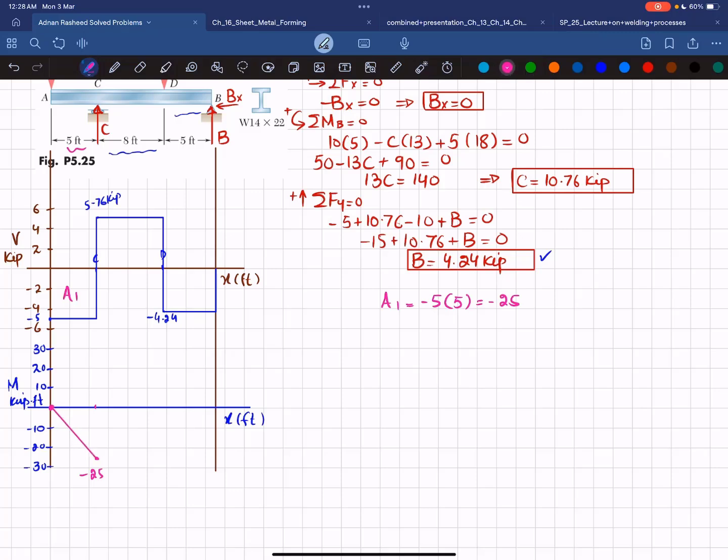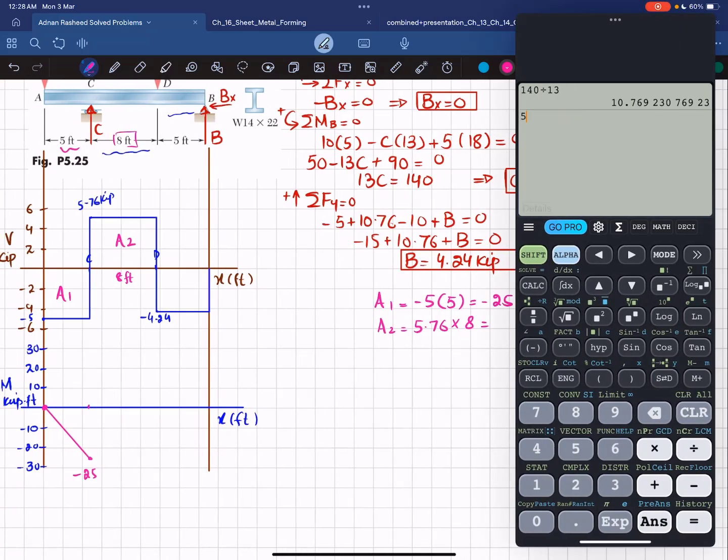Okay. Now the second area under the shear force diagram is this one, and you can see that A2 is equal to 5.76 times 8. This distance is 8 feet. So 5.76 multiplied by 8 will give you 5.76 multiplied by 8 is 46.08.